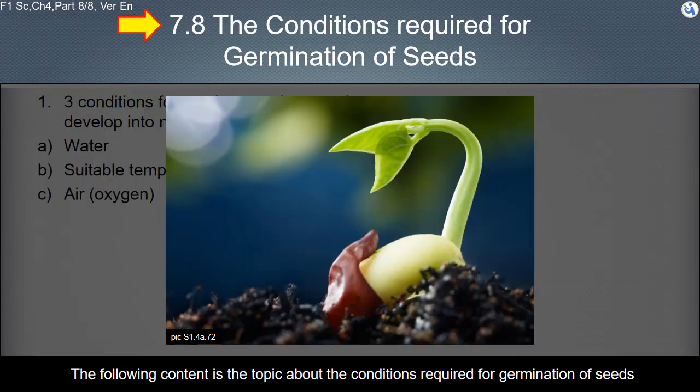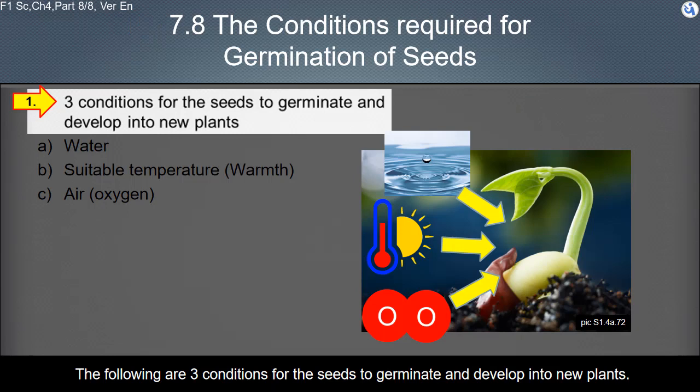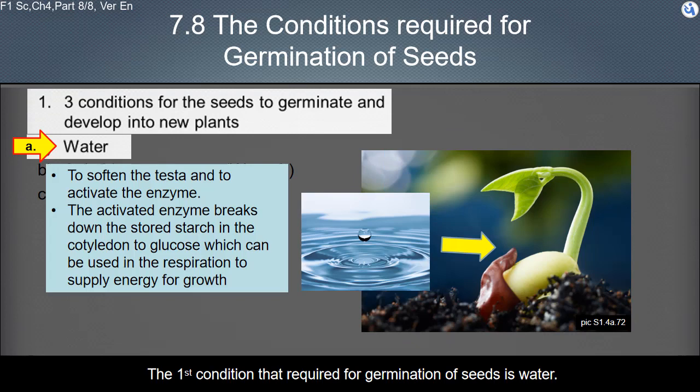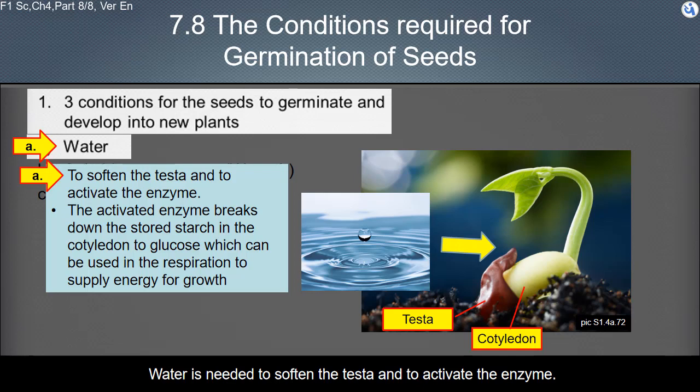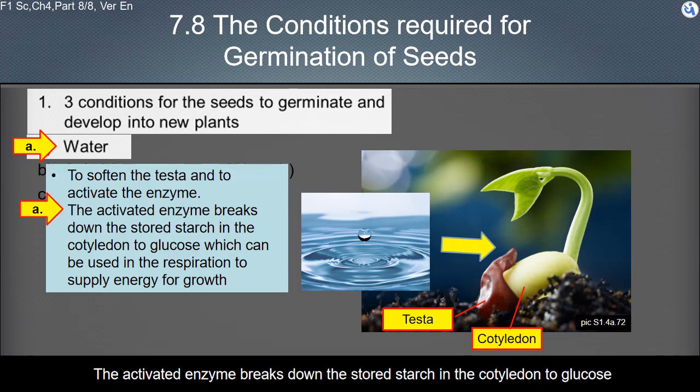The following content is the topic about the conditions required for germination of seeds. The following are 3 conditions for the seeds to germinate and develop into new plants. The first condition required for germination of seeds is water. Water is needed to soften the testa and to activate the enzyme. The activated enzyme breaks down the stored starch in the cotyledon to glucose, which can be used in the respiration to supply energy for growth.